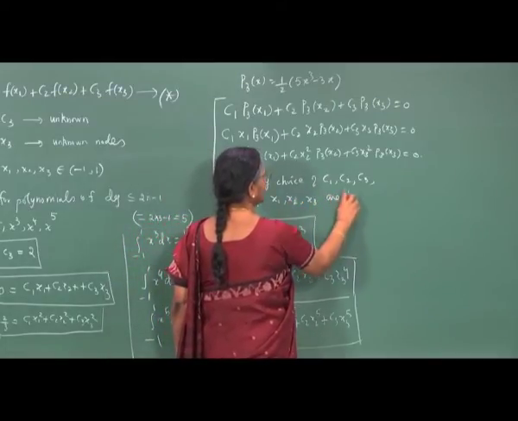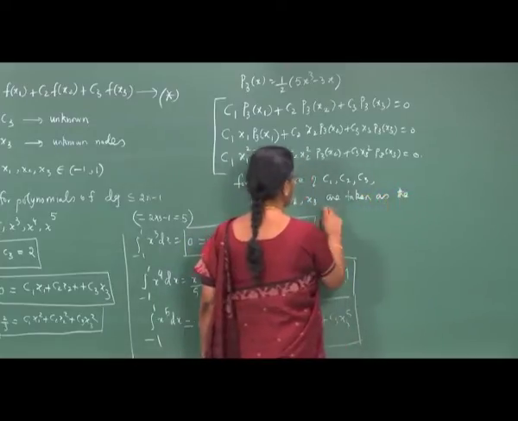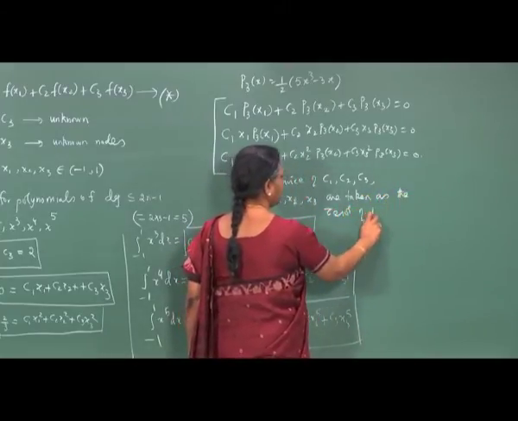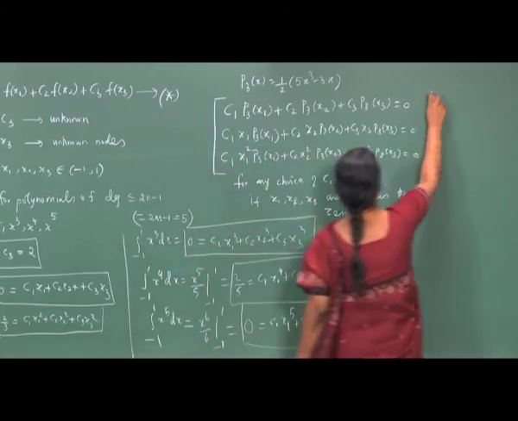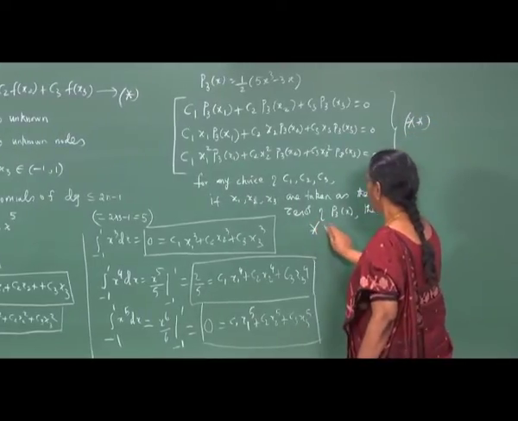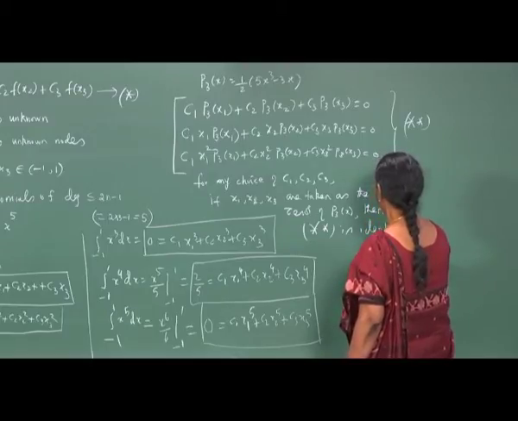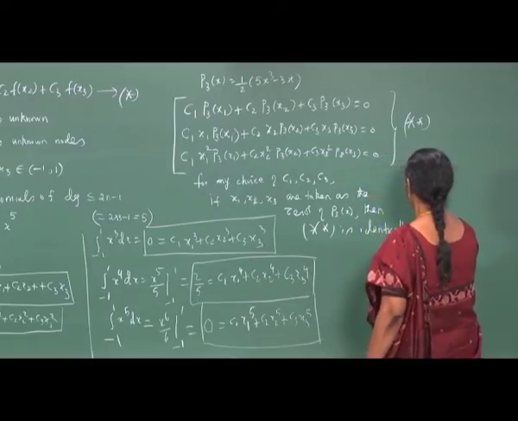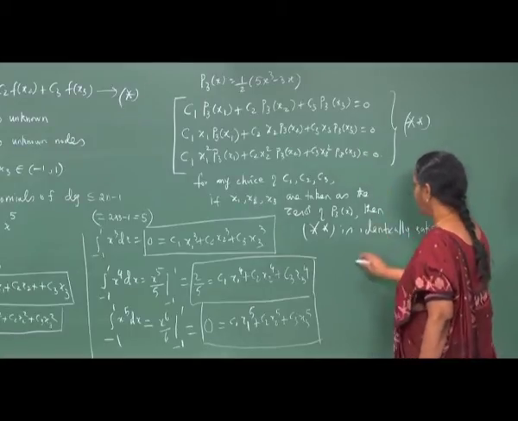So, we see that for any choice of C1, C2, C3, if x1, x2, x3 are taken as the zeros of P3 of x, then if I call this equation double star, it is identically satisfied. So, let us see what are the zeros of P3 of x.